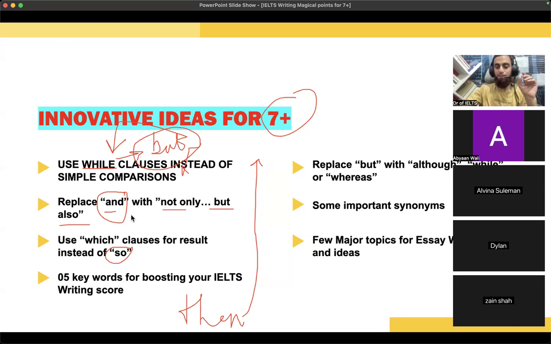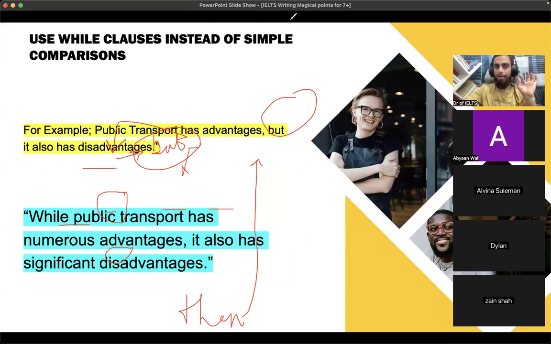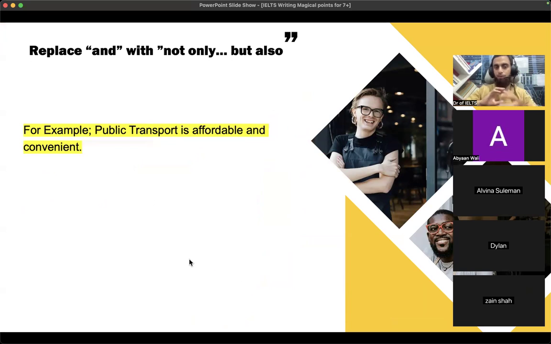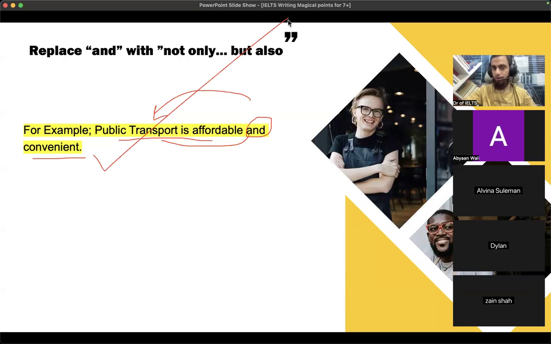Next word: when we compare two sentences or two ideas with the word "and," how do we make it more advanced? For instance, if I ask you what the function of "and" is, Alvina or Dylan or Zen will tell me "and" compares two ideas. "Public transport is affordable and convenient." Grammatically, it is 100% fine. But don't you think it sounds like anybody can say it? For a sentence anybody can say, how can you expect it to be equivalent to 7 plus?